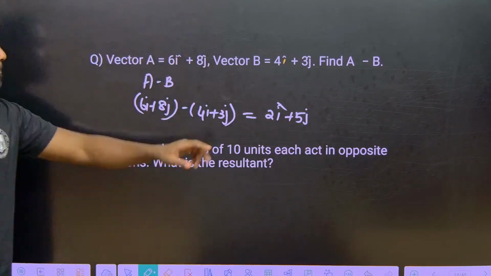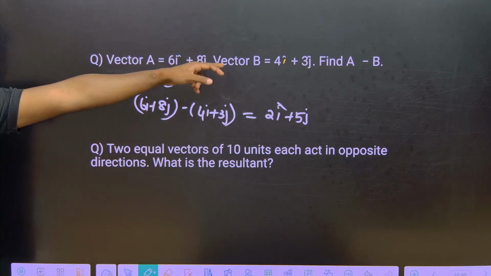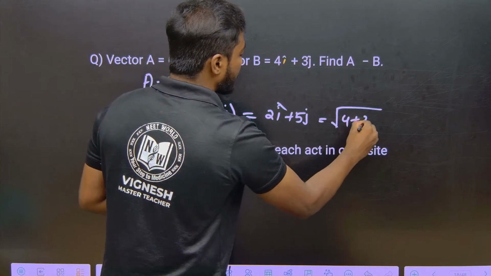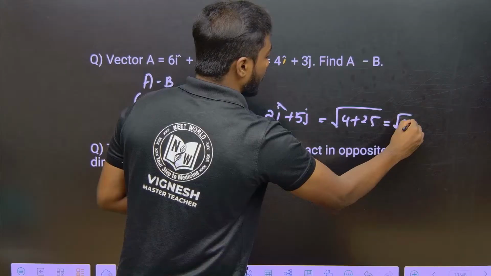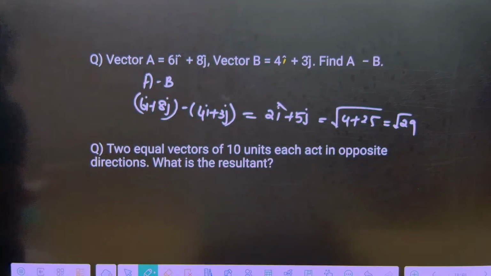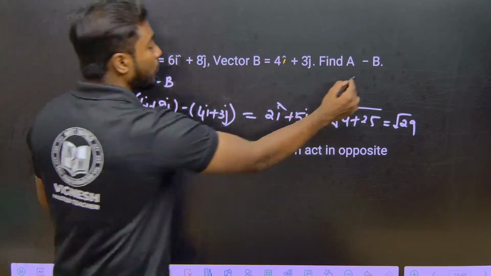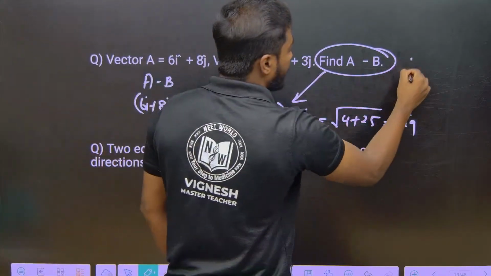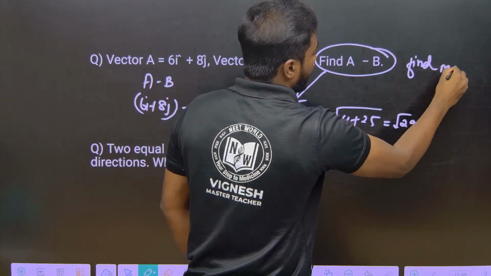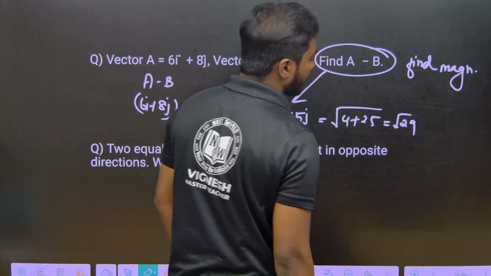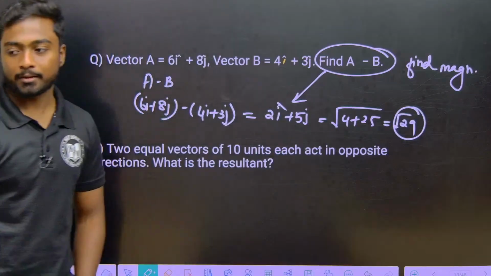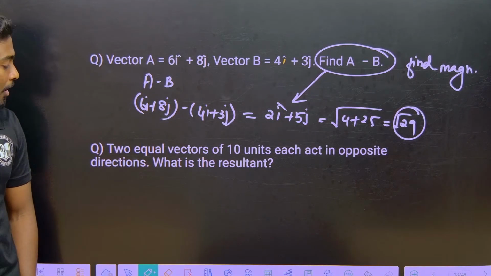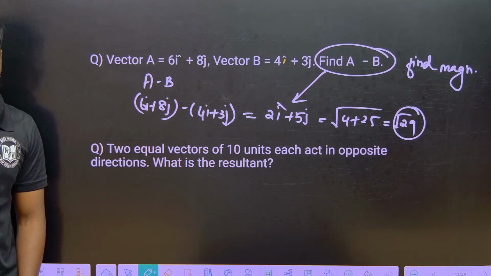If they are asking the magnitude of that vector A minus B, which is root of 4 plus 25, is nothing but root 29. Okay. See, up to find A minus B, this is the answer. If they are asking find magnitude, so root 29 is the answer. Okay. Two equal vectors of 10 unit each act in opposite direction. What is the resultant vector?